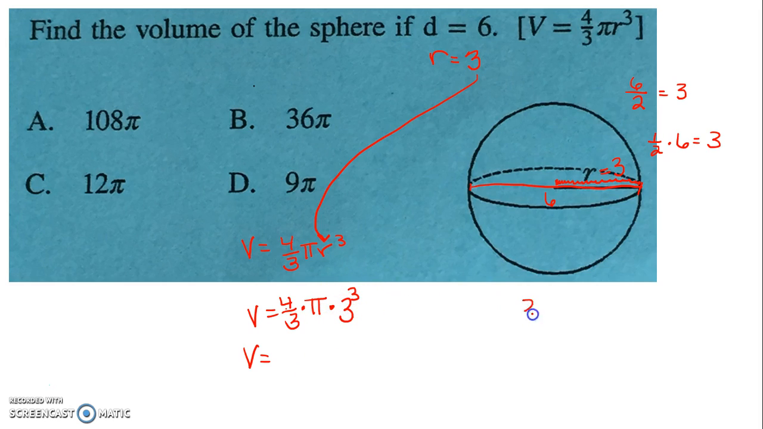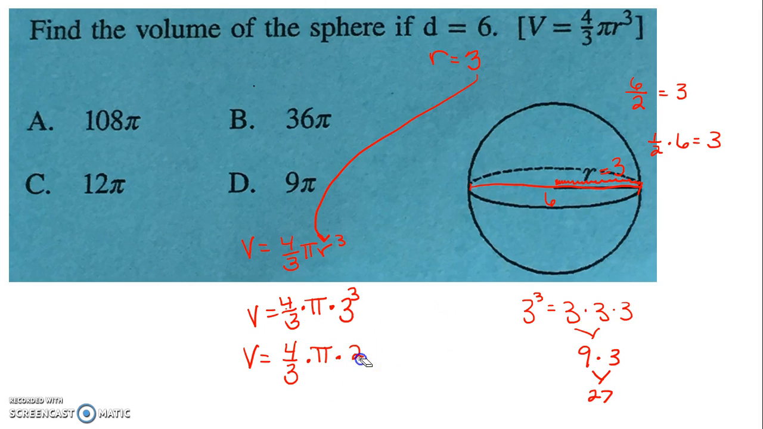3 to the third means 3 times 3 times 3. 3 times 3 is 9, times 3 is 27. So 3 to the third power is 27. So then I have 4/3 times pi times 27.